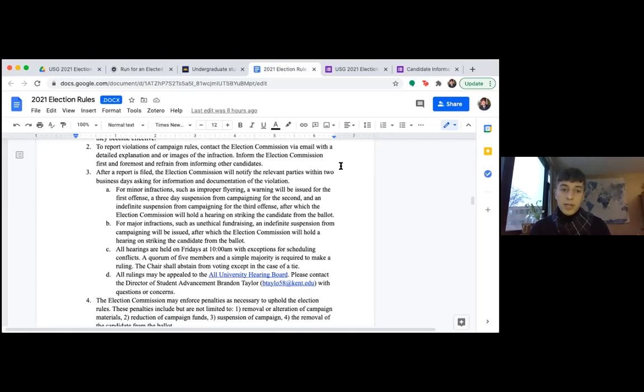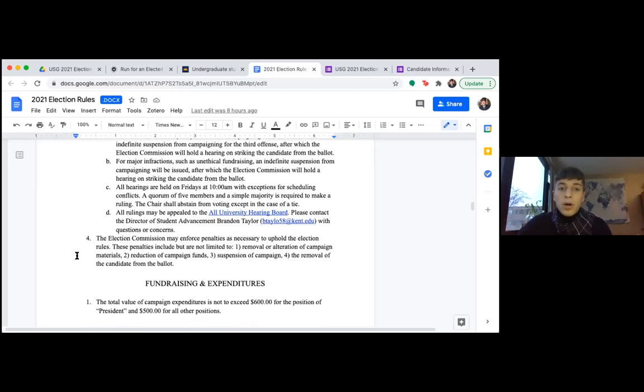Minor infractions, like putting a flyer up in a place that it shouldn't be, receive a warning for the first offense. A second offense of that same thing is going to incur a 3-day suspension from campaigning. The third one, indefinite suspension. It really is unlikely that that kind of thing keeps happening unless it's intentional. And before that third suspension happens, the commission will hold a hearing.